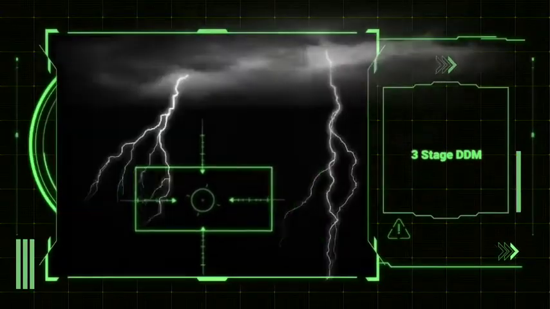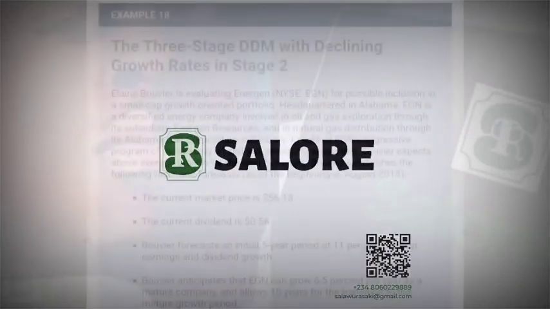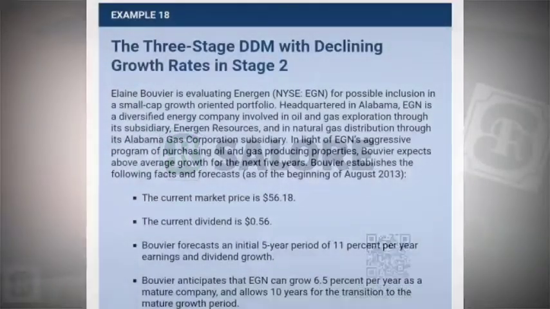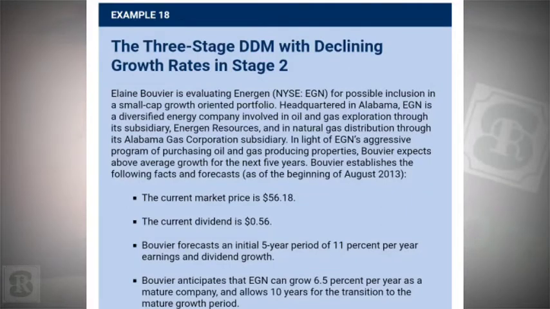This short video is to explain the three-stage dividend discount model, and for the purposes of explanation, I would be using an example from the curriculum. Elaine Boover, let me just call him EB for short, is evaluating a particular company for possible inclusion in a small cap growth oriented portfolio.